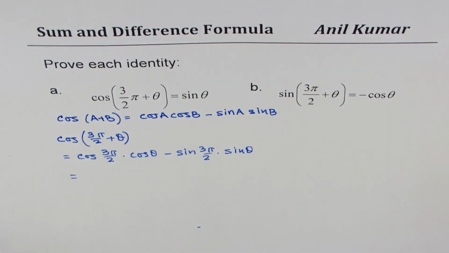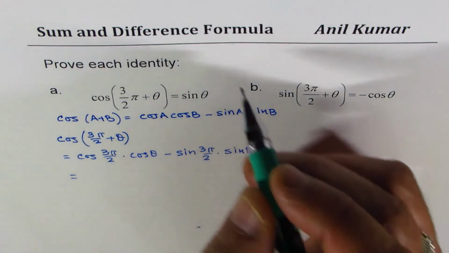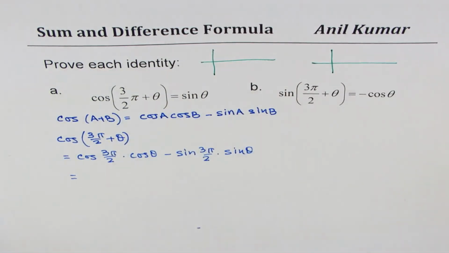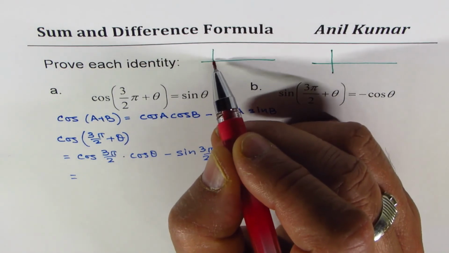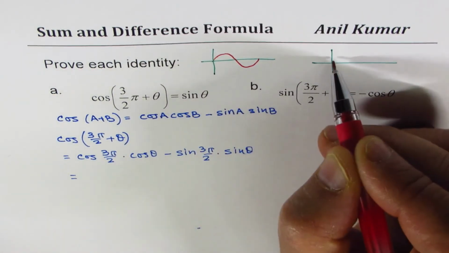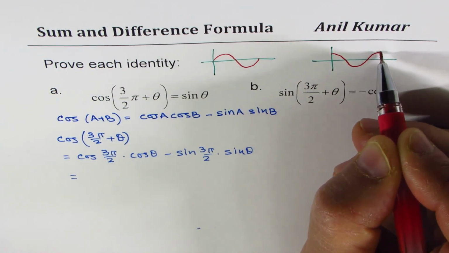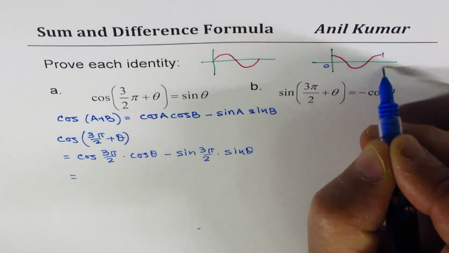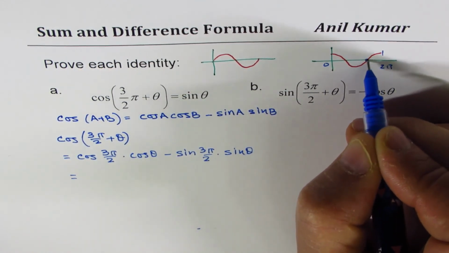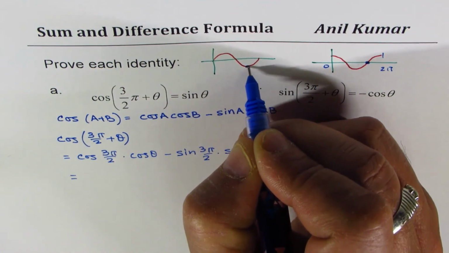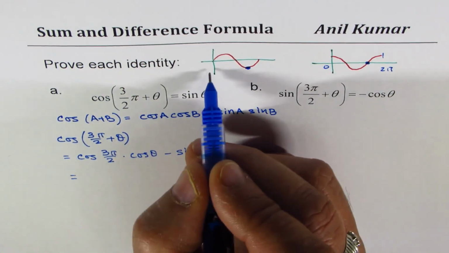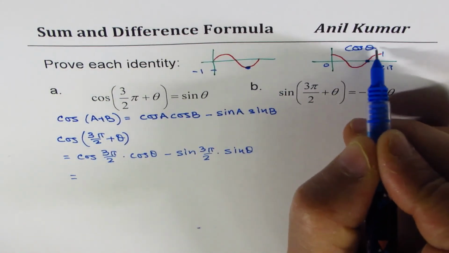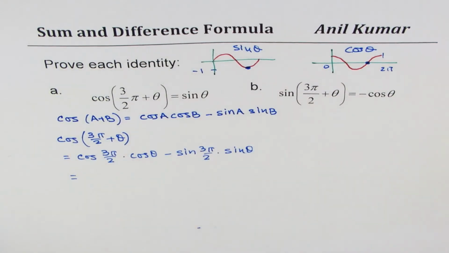Now to find the values of cos and sine for 3 pi by 2, what you could do is just sketch these graphs. It's kind of simpler. So for sine, the graph, the sine curve is like this, cos is like this, and when we talk about 3 pi by 2, it is 0, this one is 2 pi, 3 pi by 2 is that position. Is it okay? 3 pi by 2 is this position. So for sine, it is minus 1, and for cos, it is 0. Perfect. So we can replace these values.